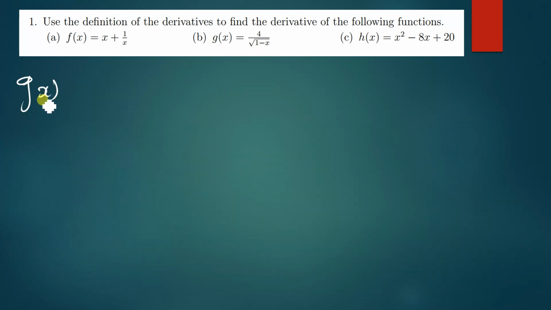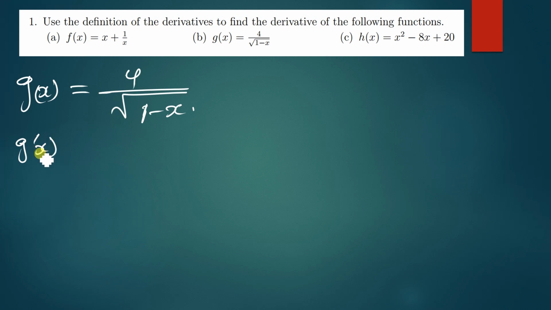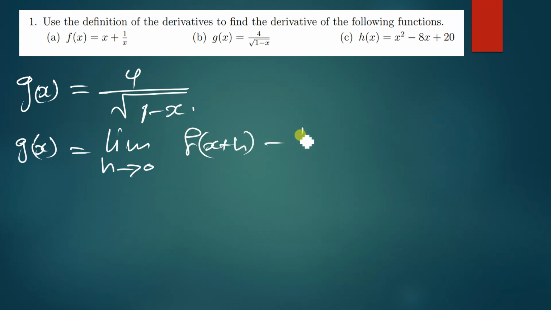So the next question is g of x is equal to 4 over the square root of 1 minus x. This one is also straightforward. Using the definition, the definition states that g prime of x is going to be found by finding the limit as h approaches 0 of f of x plus h minus f of x, then everything over h.